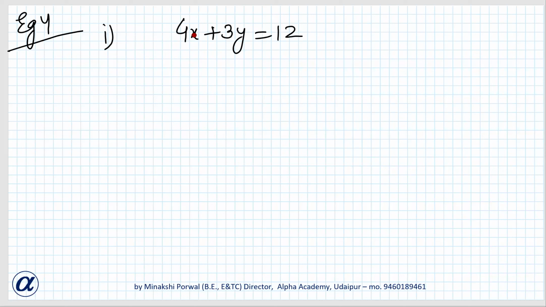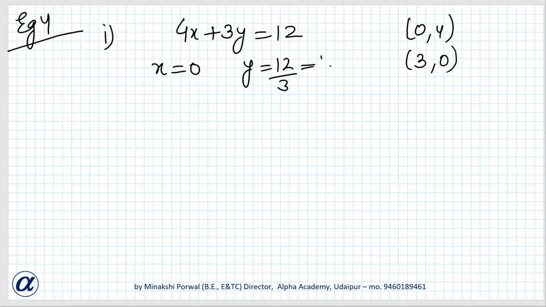Put the value of x as 0 and find the value of y, then put the value of y as 0 and find the value of x. Do this yourself, then I'll discuss. Yes, what are the solutions? Ma'am, 0,4 and 3,0. Okay. So x equals to 0 when we'll put y equals to 12 upon 3, that is equal to 4. When we'll put y equals to 0, equals to 12, x equals to 3. So this way we'll get 3, 0 and 0, 4.